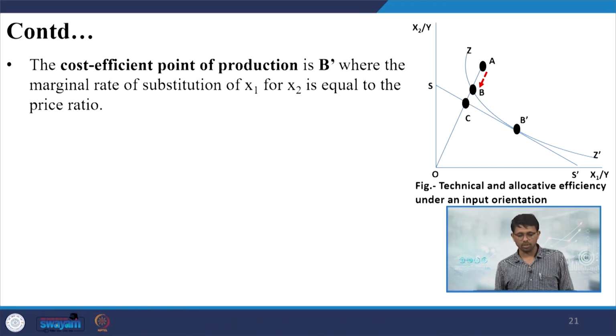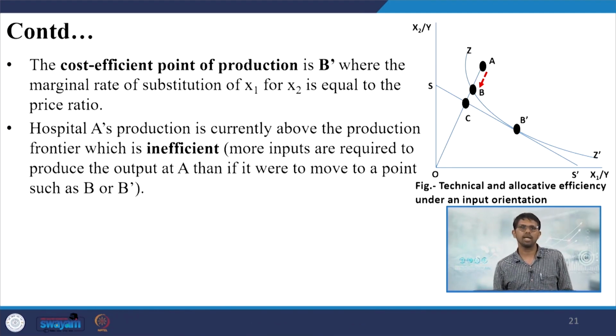The cost efficient point of production in this case is B prime, since that is tangential. We have already read in our microeconomic theory that when the budget line, the isocost line, is tangential to the isoquant, S S prime being the cost line, we reach the optimum level of production, the cost effective point of production. Hence, in that case hospital A's production is currently much above the production frontier, which is inefficient. That is, more inputs are required to produce the output at point A.